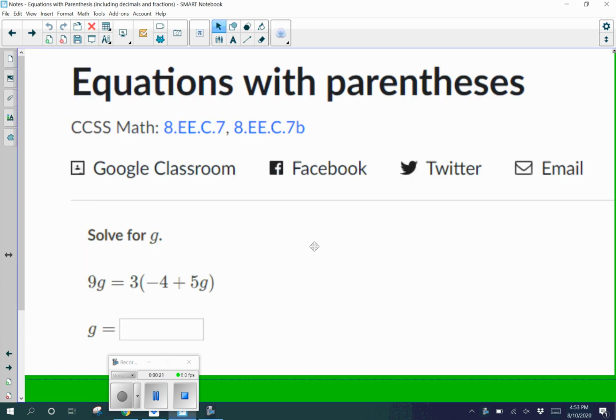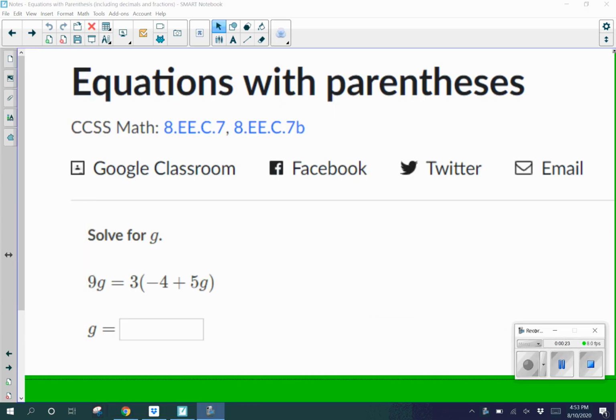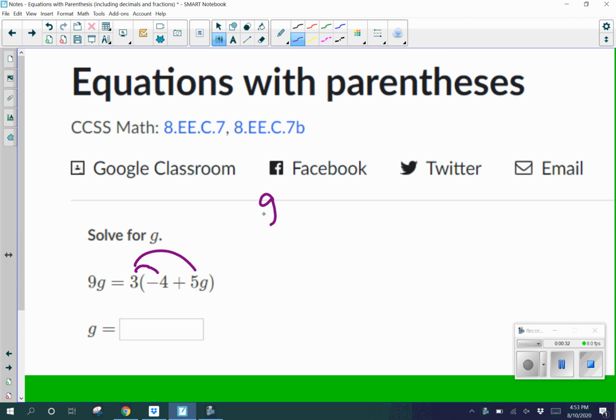So taking a look at this first example, notice that we have parentheses, hence equations with parentheses. So the first thing you're going to want to do is your distribution step. So I'm going to leave 9g the same as it is, and then I'm going to distribute my 3. 3 times negative 4 is negative 12, and 3 times 5g is 15g.